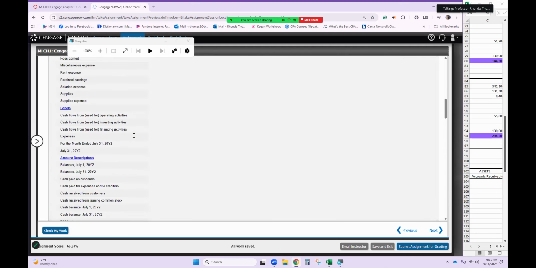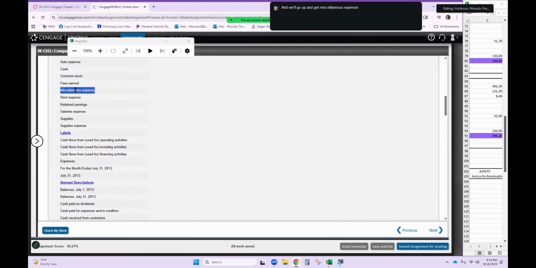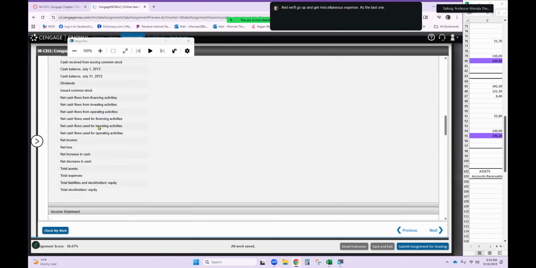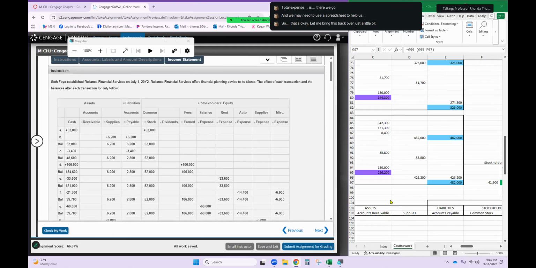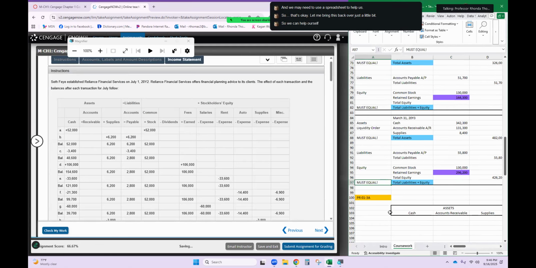And we'll go up and get miscellaneous expense as the last one. And then we'll worry about putting the numbers in. Then we want total expenses. Total expense is, there we go. And we may need to use a spreadsheet to help us. So that's okay. Let me bring this back over just a little bit so we can help ourselves here.